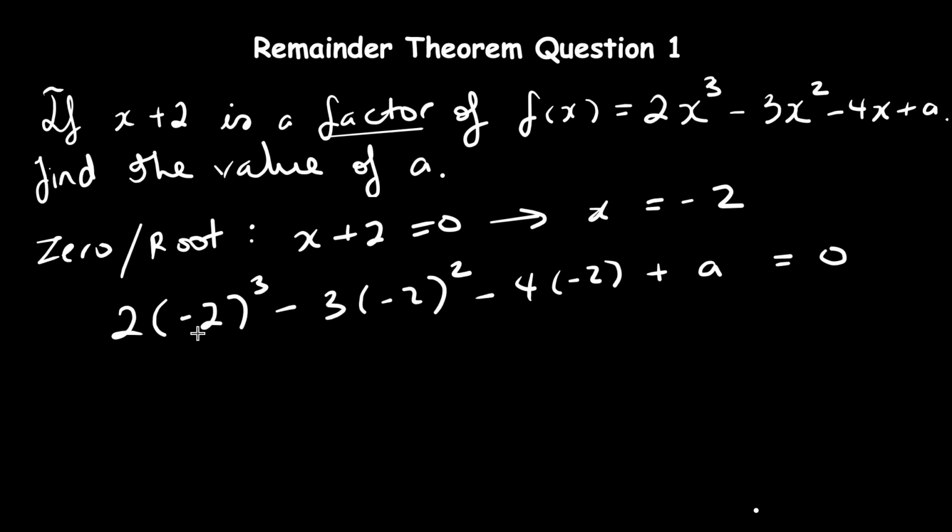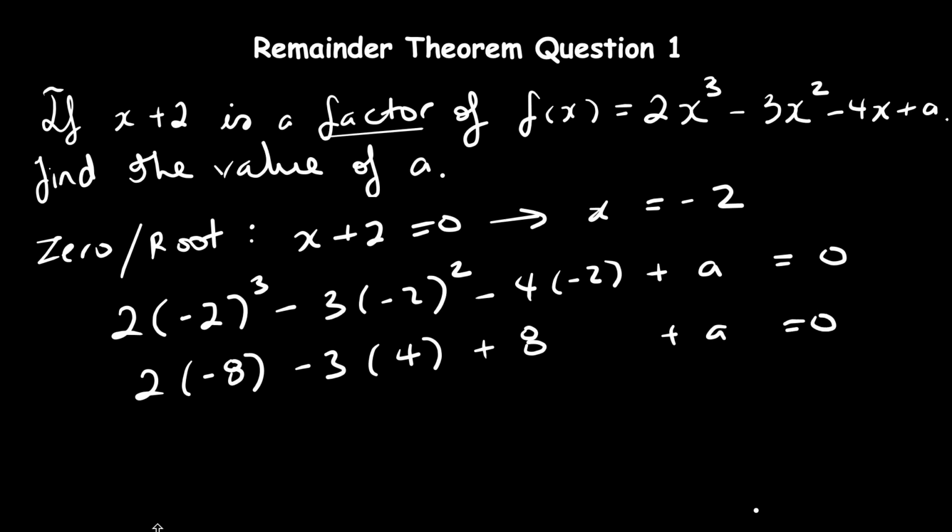Now, negative 2 cubed is going to be negative 8, so we're going to get 2 times negative 8 minus 3 times negative 2 squared, which happens to be positive 4, minus 4 times negative 2, or negative 4 times negative 2 is going to give you a positive 8, plus a is equal to 0. We're on the right track, right? So let's just continue and simplify.